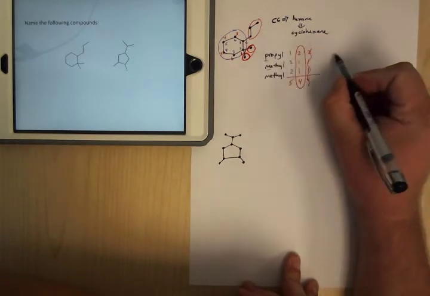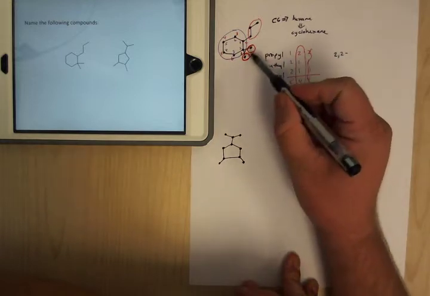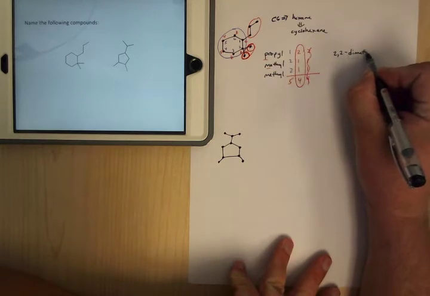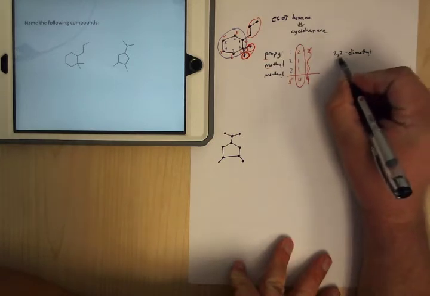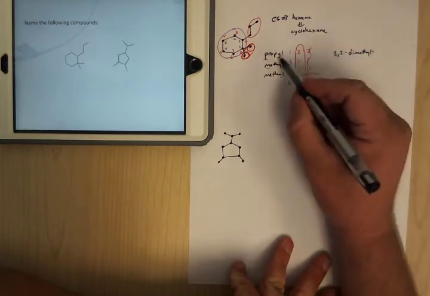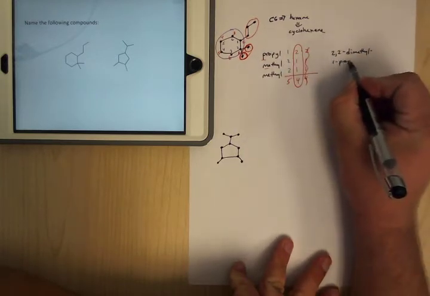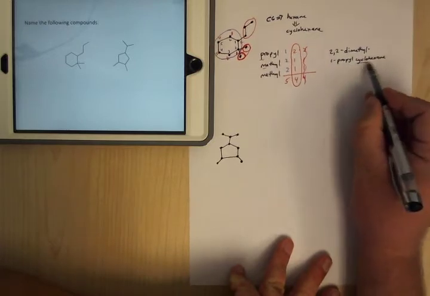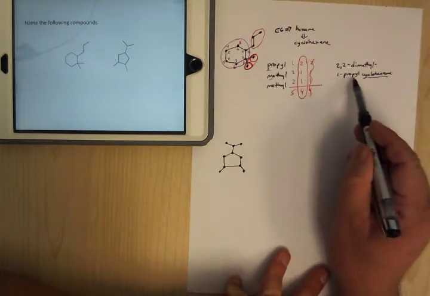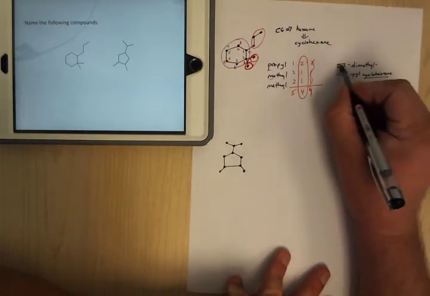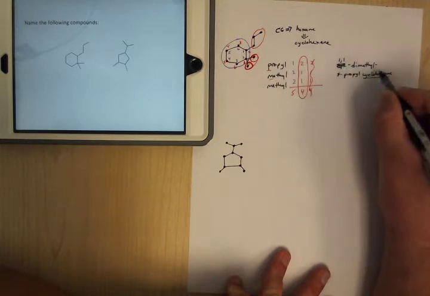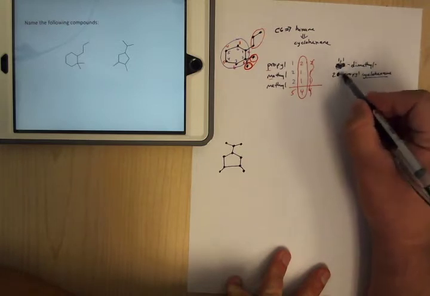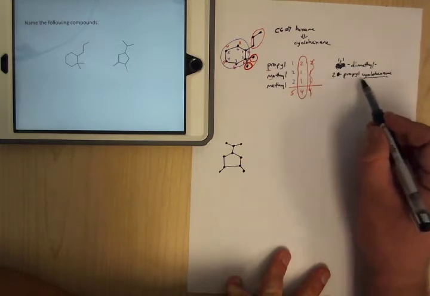So 2. Even though they're coming off the same carbon, you have to tell me where those are. So it's dimethyl. Don't forget, if there's a di here, I need 2 numbers here. So 2, 2-dimethyl, 1 propyl, cyclohexane. I'm sorry. 1, 1-dimethyl, 2-propyl. Sorry about that. So 1, 1-dimethyl, 2-propyl, cyclohexane.